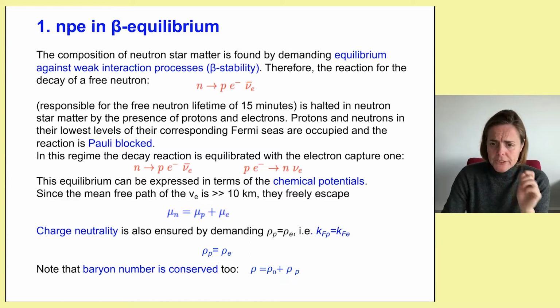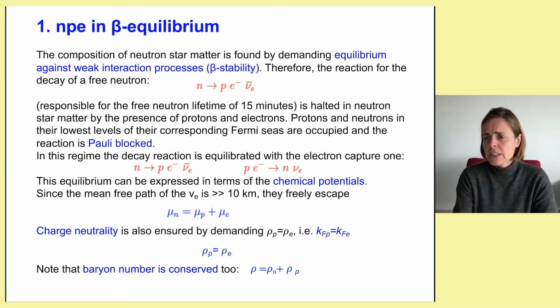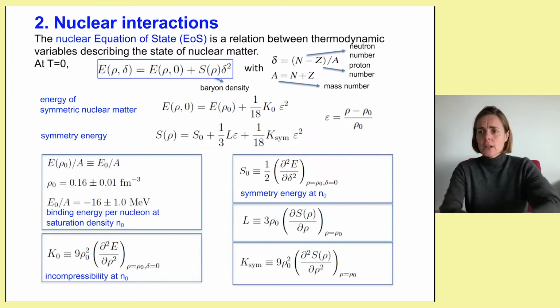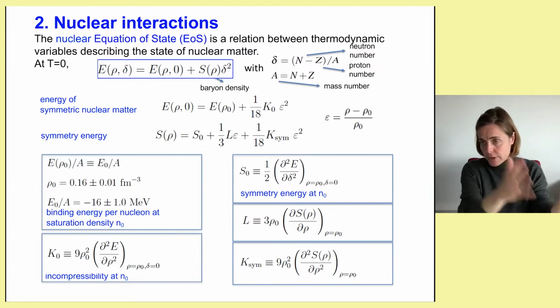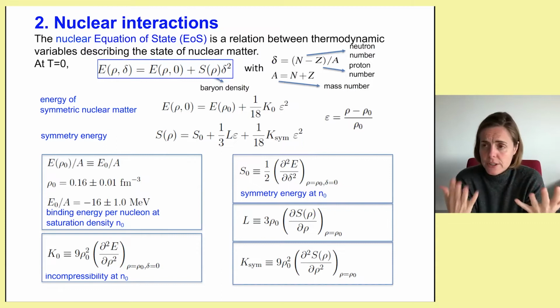Now, these conditions will determine the amount of each of the species that you have. You will have a model, which I will mention later, and these conditions will determine the quantities of these particles. Now, nuclear interactions. Having only a Fermi gas of neutrons is not possible because of the neutron decay, but also because there is something more: there is more energy density and more pressure coming from nuclear interactions, in order to understand masses.